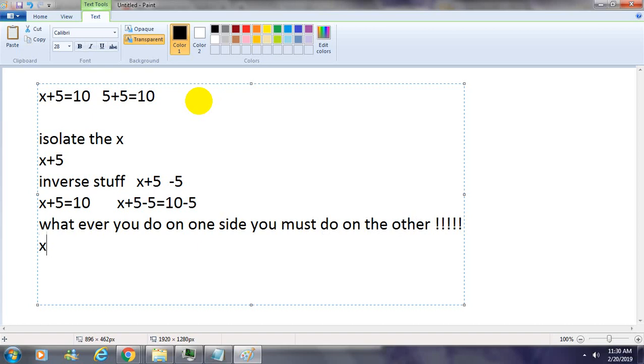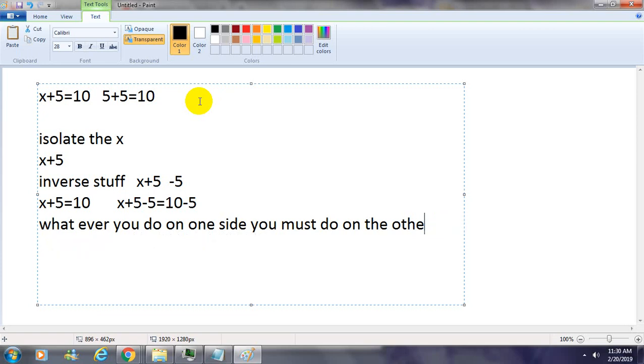Now, x plus 5 minus 5 equals 10 minus 5. Now we reduce the problem to something we did before. You just do each side, right? x plus 5 minus 5 is x plus 0, or simply x. And that equals 10 minus 5. 10 minus 5 you do on a calculator, or you could do in your head. x equals 5. That's the answer. So that's how you do that.